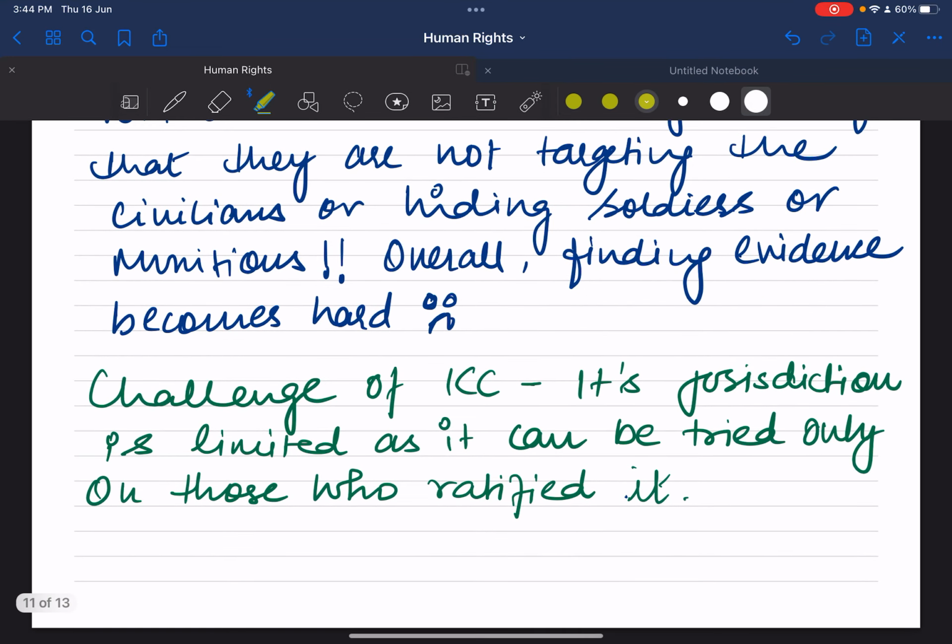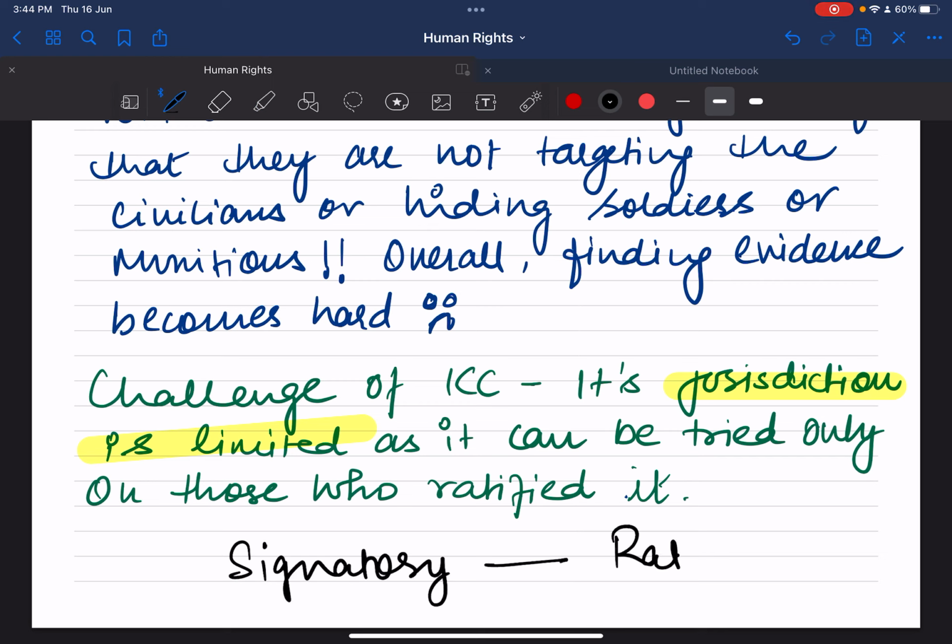Now, what are the challenges of the ICC? Why are those perpetrators who commit these war crimes not prosecuted? Because its jurisdiction is limited, right? It can try only those who have ratified it. So remember that there are two things: one is signatory and the second is ratification. Signatory or ratification, these are the two things.